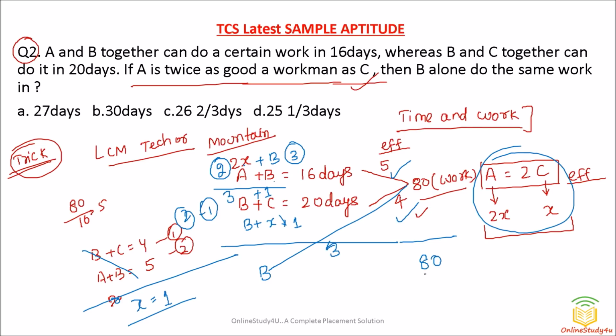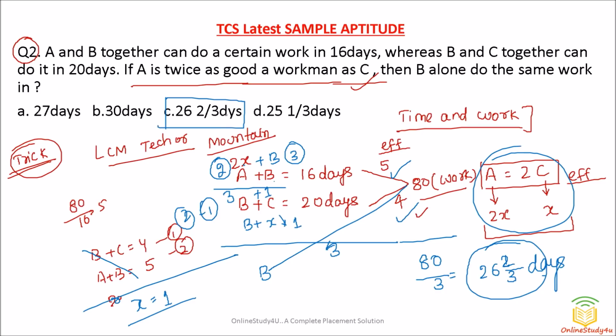Total work is 80 by 3. So 26 times will be 78, so 26 2/3 days will be the answer. You can see there is only one option with 3 in the denominator, 26 2/3. So option C will be the correct answer. Friends, I hope this question is clear to you. In a very simple manner I have told you. Once you get the efficiency, put it in the equation, and then it will be easy for you to solve the question.